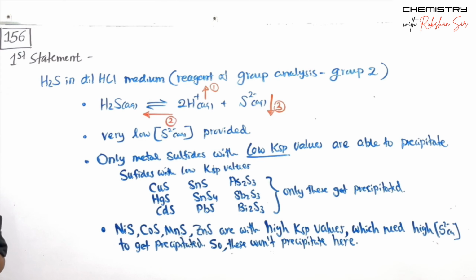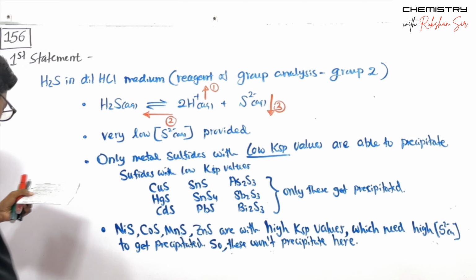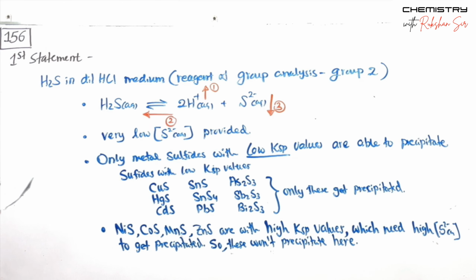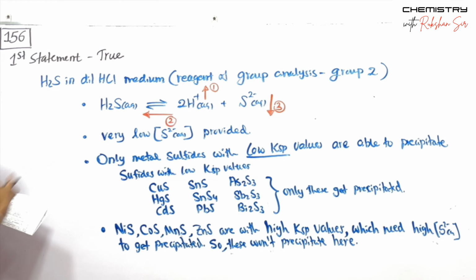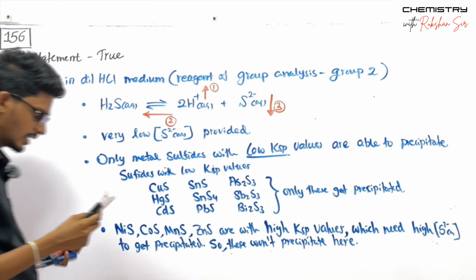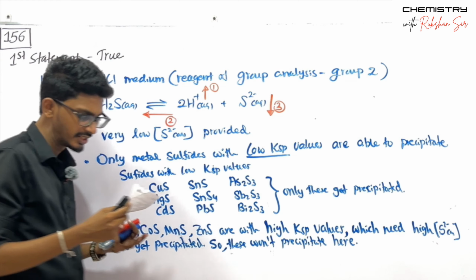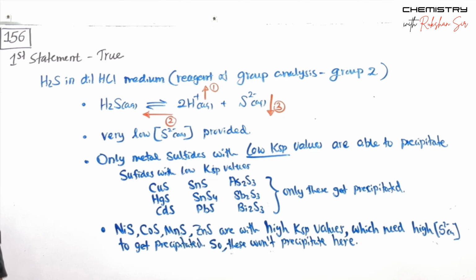Got the idea, right? So again, let's go to the first statement. Nickel 2 plus solution does not produce a black precipitate of nickel sulfide with H2S in acidic medium. So that is true. The statement is true, the reasons are very clear. See the second statement: nickel sulfide is readily soluble in HCl.